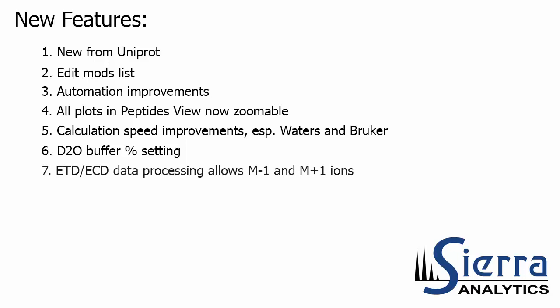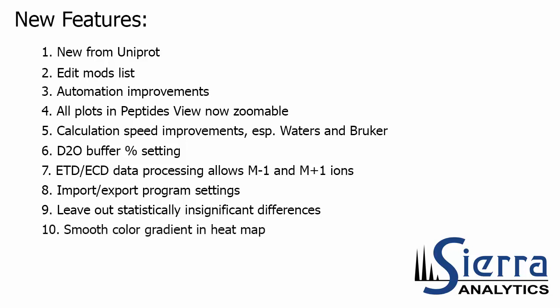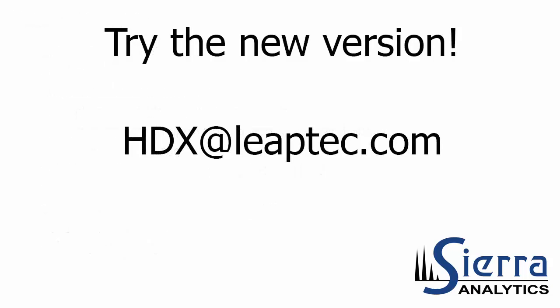We have better handling of M-1 and M+1 peaks in ETD and ECD data. We have the ability to import and export program options. We have the ability to leave out statistically insignificant differences when generating a difference heat map. We have the smooth color gradient setting in the heat map. And finally, we have strict mode when dealing with retention time or ion mobility drift time ranges. So this is most of what's new in 2.4. There's also a bunch of bug fixes and other small improvements.